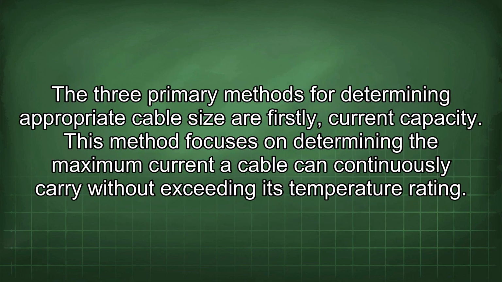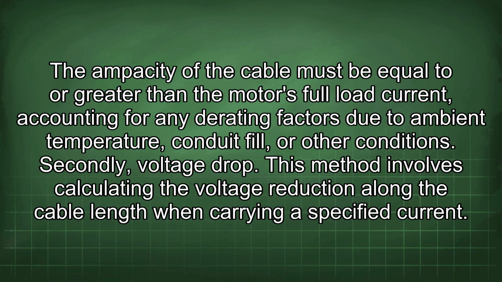The three primary methods for determining appropriate cable size are, firstly, current capacity. This method focuses on determining the maximum current a cable can continuously carry without exceeding its temperature rating. The ampacity of the cable must be equal to or greater than the motor's full load current, accounting for any derating factors due to ambient temperature, conduit fill, or other conditions.